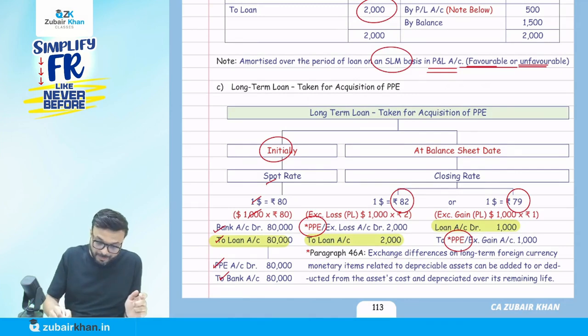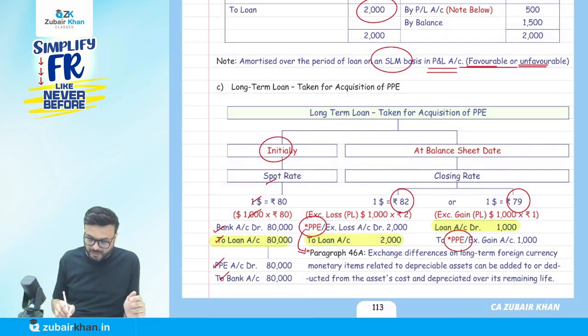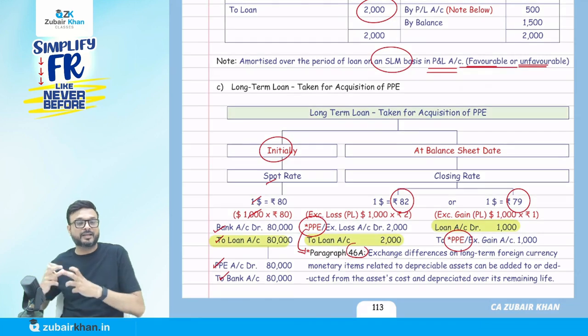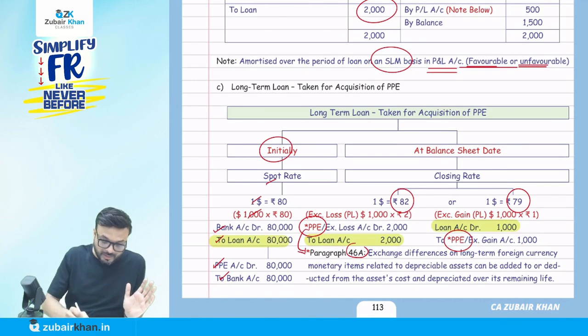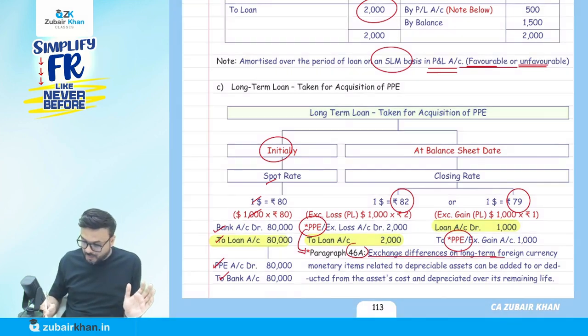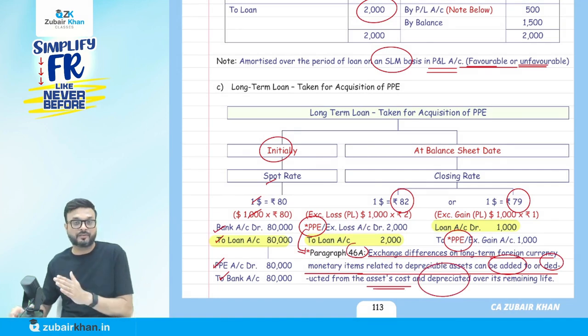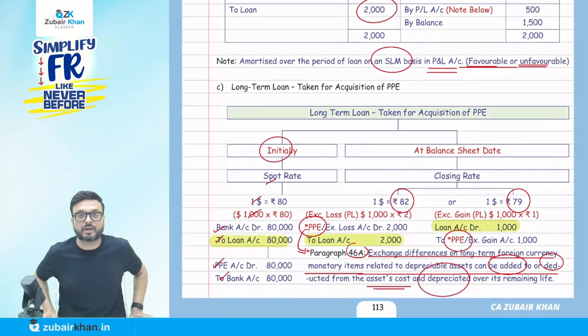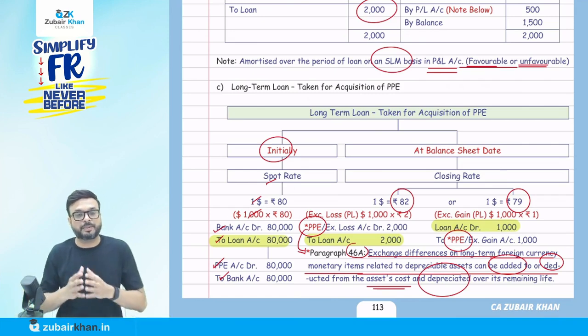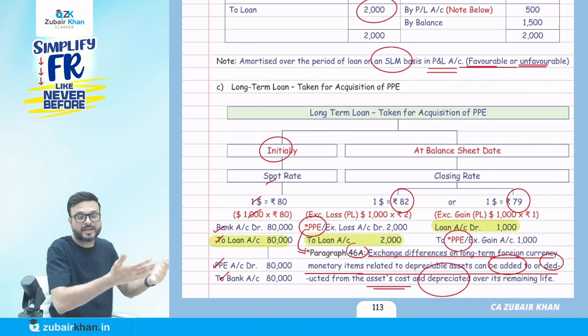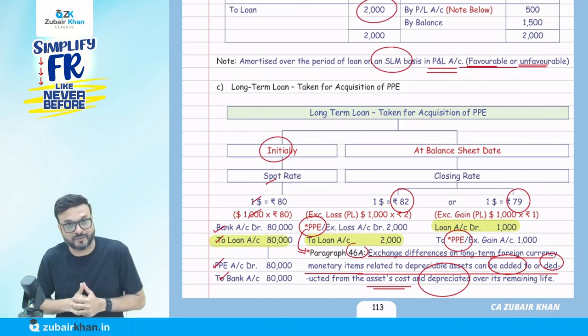So what is going to happen is they say it's paragraph 46. Only remember this paragraph number of AS11, because if it comes in an examination, you have to give the reference there. Then they say exchange differences on long-term foreign currency monetary items related to a depreciable asset can be added to or deducted from the asset cost and depreciated over its remaining life. So we add to the cost of the PP, whether it is a loss or a gain, and whatever value comes of the PP is going to be depreciated over the remaining useful life of the asset, and it will go in the form of depreciation to the profit and loss account.